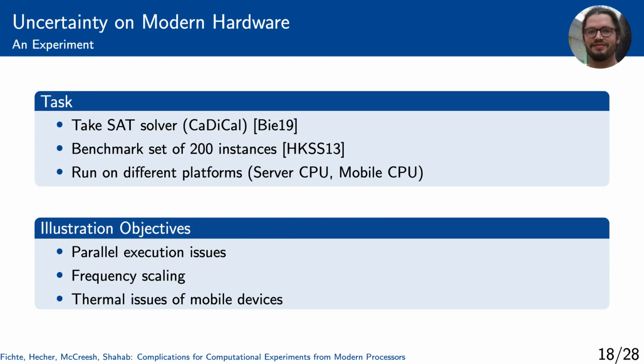We designed a simple experiment to illustrate problems around uncertainty on modern hardware. Take a state-of-the-art SAT solver, 200 instances, and run the solver on different platforms: a server CPU, a workstation CPU, and a mobile CPU. The experiment aims at demonstrating problems in parallel execution, automatic or manual frequency scaling, and thermal issues, in particular of mobile devices.